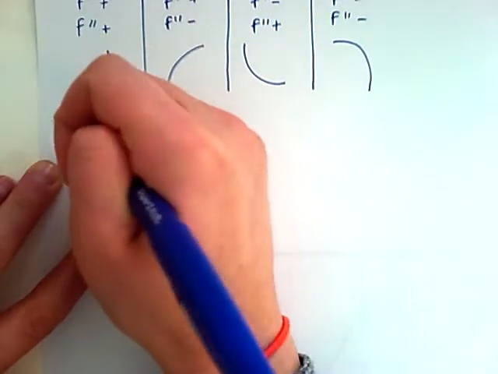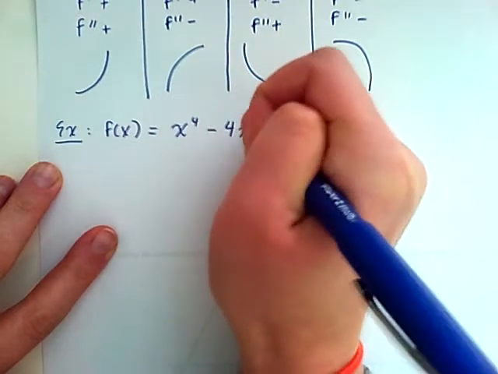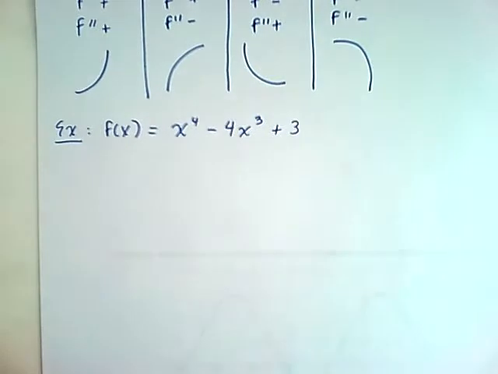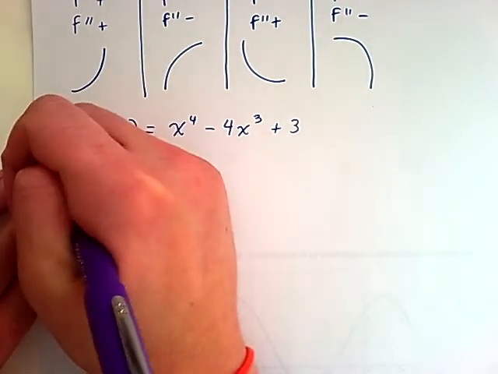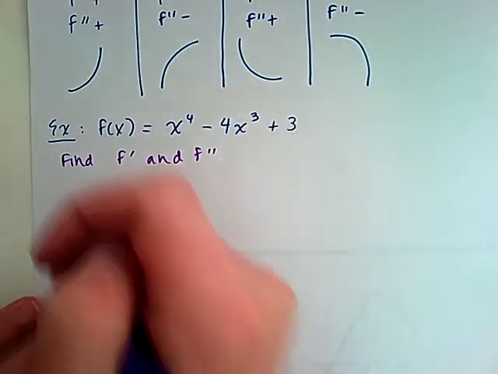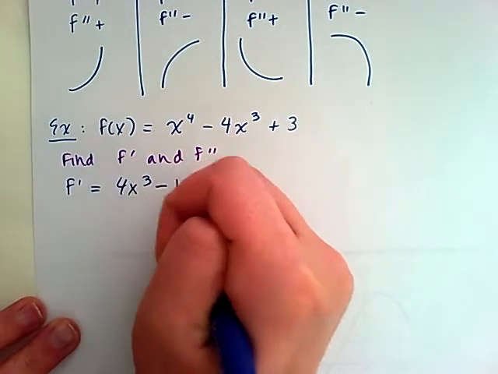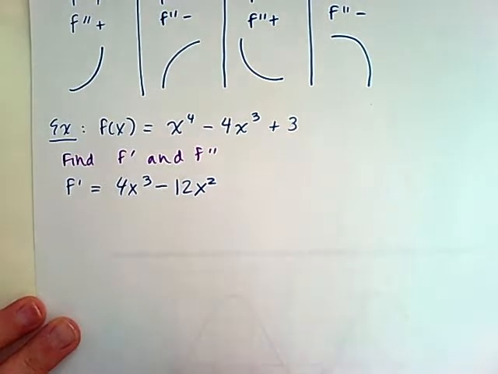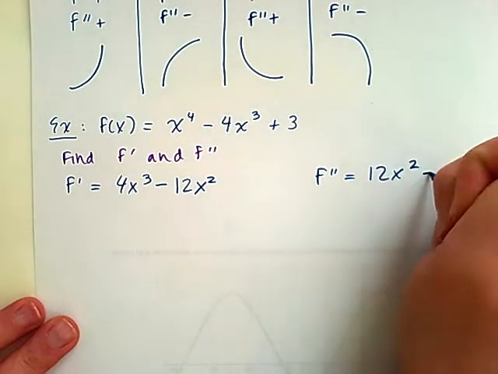My example is f of x equals x to the fourth minus 4x to the third plus 3. The idea here is we want to do the first and second derivative tests. So the first thing we're going to do is find the first and second derivatives. For f prime, we get 4x to the third minus 12x squared. The 3 goes away. And for my second derivative, we get 12x squared minus 24x.